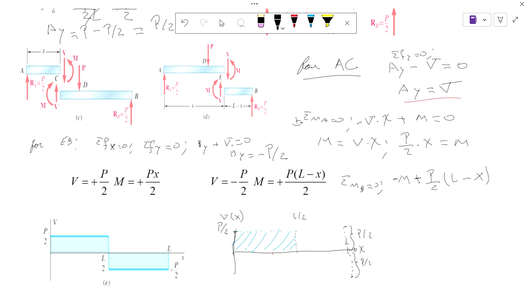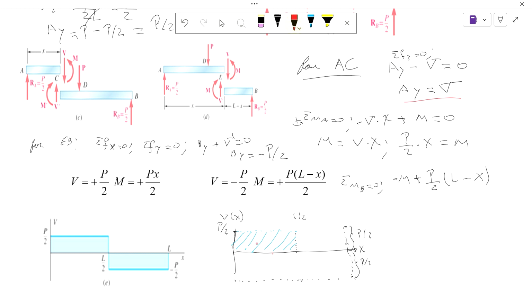V prime, for that section, I would say is negative P over 2. So V is negative P over 2. So how do we connect this point and that point? Well, that is where the force is, and the force is P.